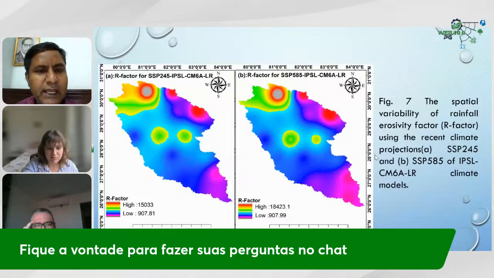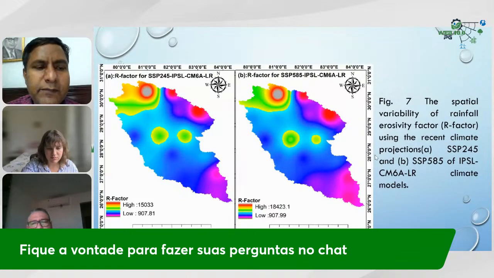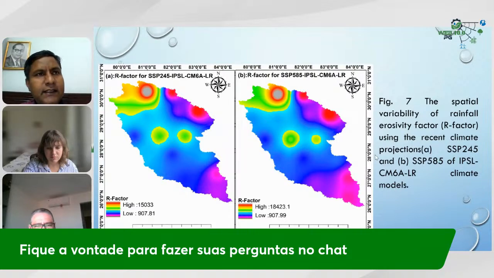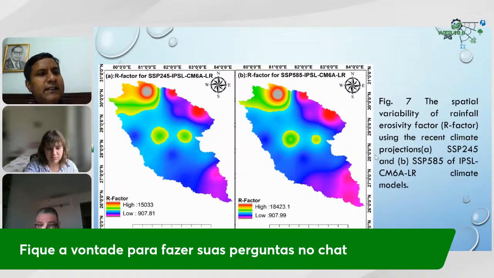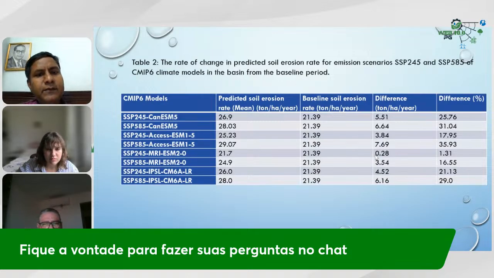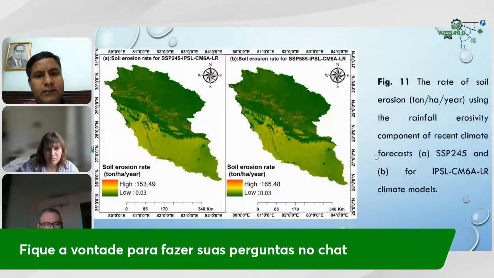We developed the R factor, one of the most significant factors for understanding soil erosion driven by water, the loss of topsoil through water. For that, we need to understand the rainfall erosivity factor. So we developed the future rainfall erosivity factor, used it in the RUSLE model, and predicted the soil losses. These are the soil loss maps.